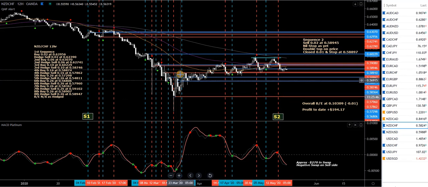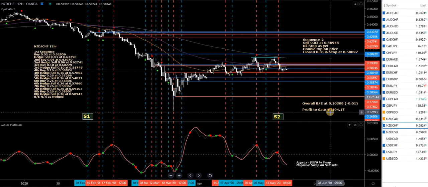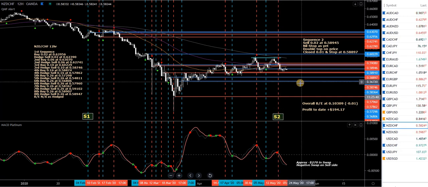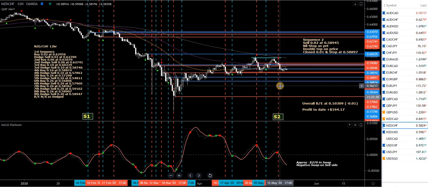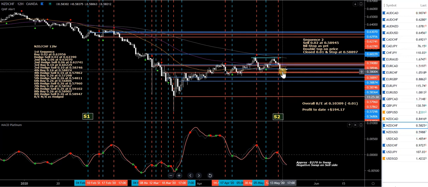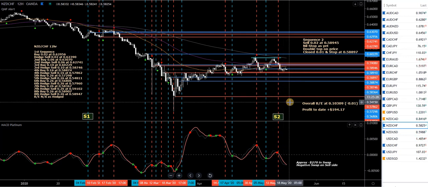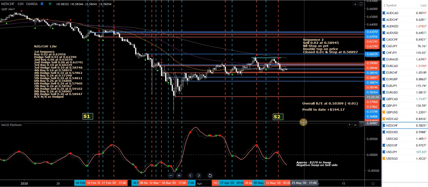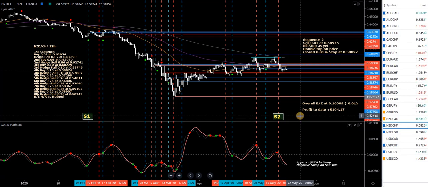In the meantime, I've been picking off little trades and adding to my overall profit. And so I've got another sell sequence 2 starting here. It's through the 0 level and I think I've closed half already. Yeah, I've closed half, got a stop in place. So sequence 2, overall break even is way, way, way down here. No chance of ever getting there unless one of these countries completely collapse, which I can't see.